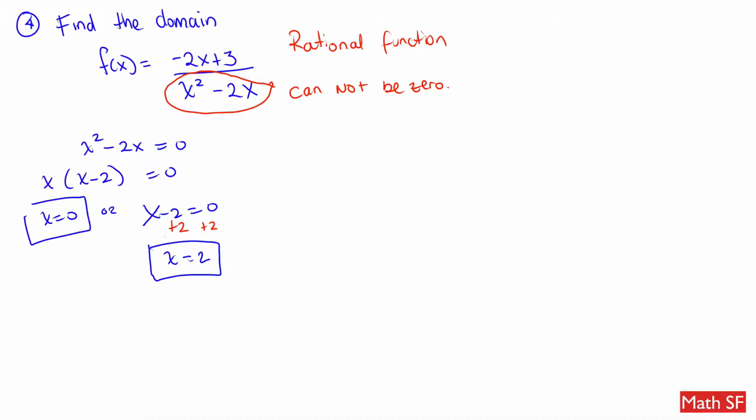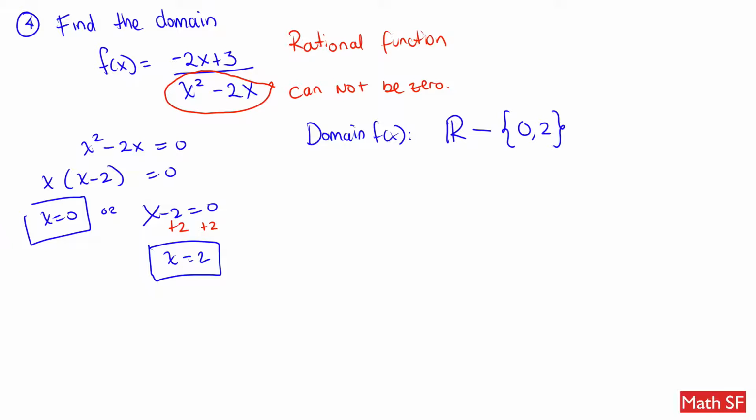So now, if x equals 2, it means that once I plug in the 2, this is going to be 0. And also once I plug in the 0, this is going to be 0 in the denominator. So it means that our domain of f of x should be all the real numbers except, so minus, the set of values 0 and 2. So all the real numbers except 0 and 2.